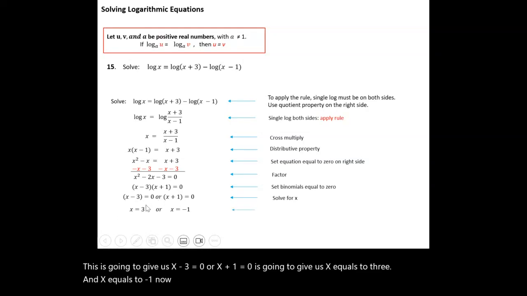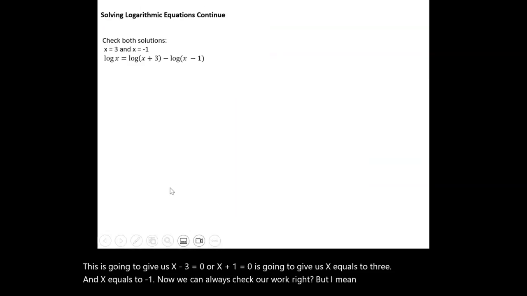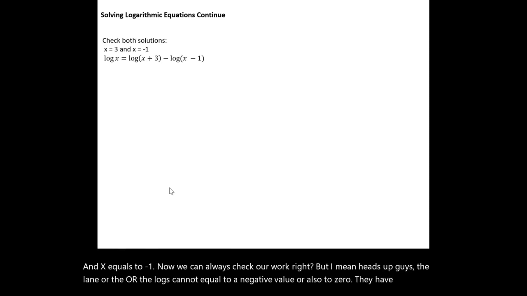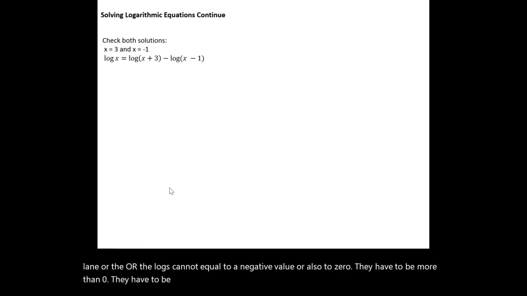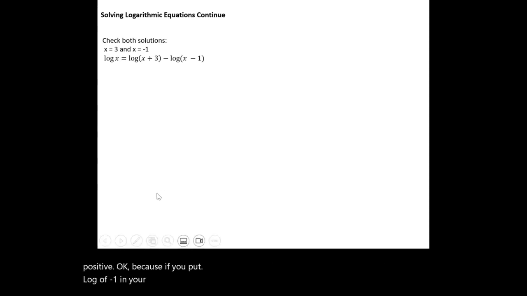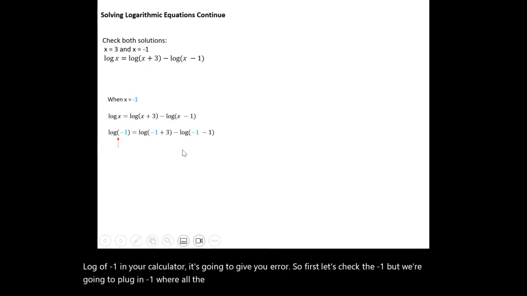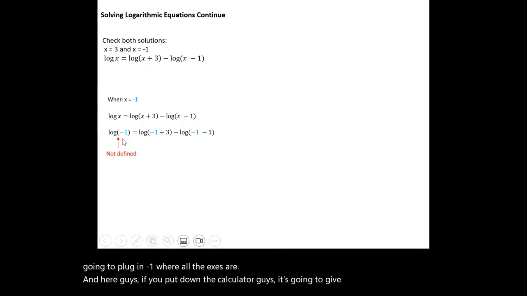Now we can always check our work, right? But a heads up, guys, the logs cannot equal a negative value or 0. They have to be more than 0. They have to be positive, okay? Because if you put log of negative 1 in your calculator, it's going to give you an error. So first, let's check the negative 1. We're going to plug in negative 1 where all the x's are. And if you put that in the calculator, it's going to give you an error, which means it's not defined. So that cannot be the answer.